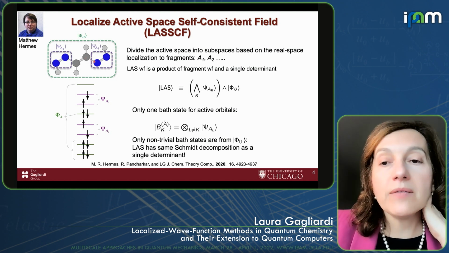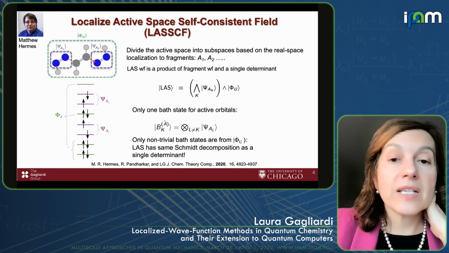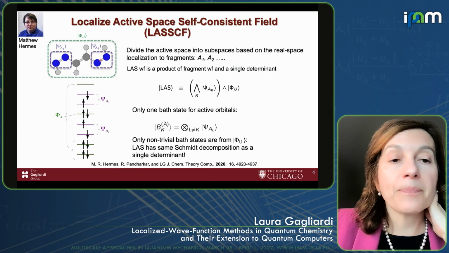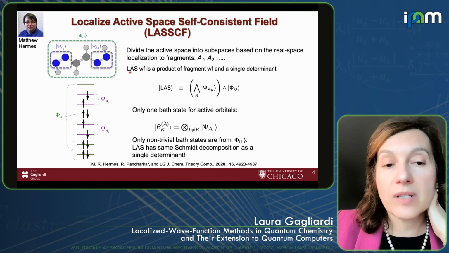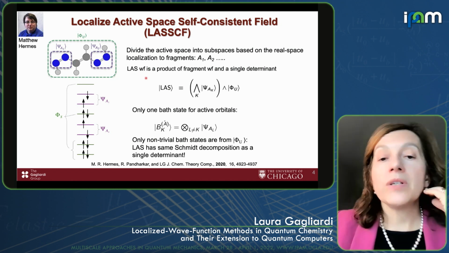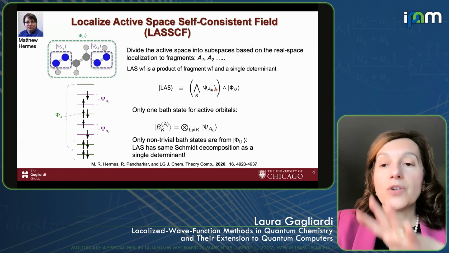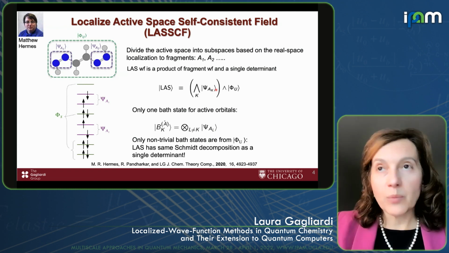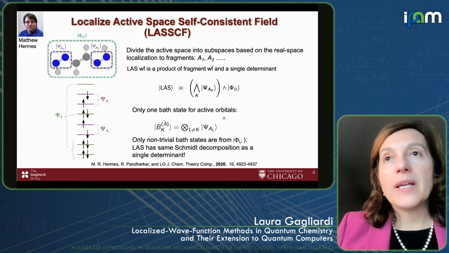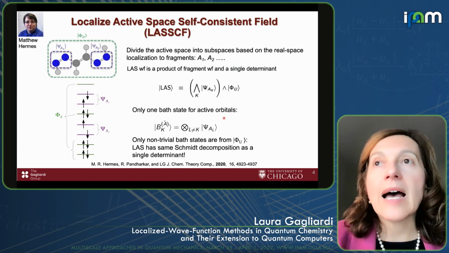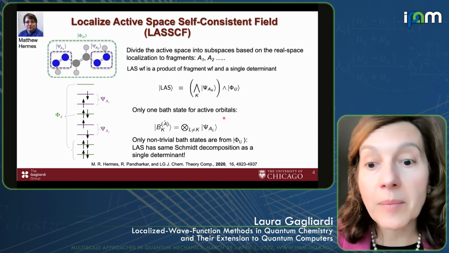And so you could really divide your system into different subsystems, real space localization to fragments, and build a wave function based on the active space on each of these subsystems. And then the last wave function is just a product of these fragment wave functions and a single determinant that is a sort of mean field that embraces the whole system. And so this allows us to basically use all the algorithmic features of density matrix embedding theory, and I will talk more about it later.